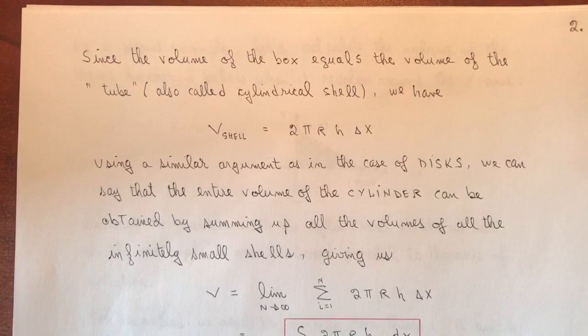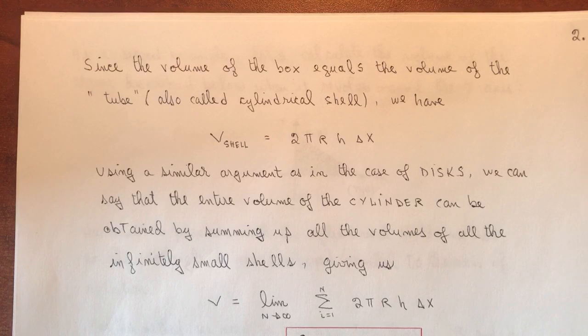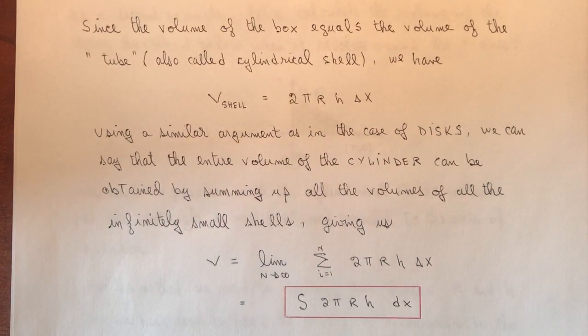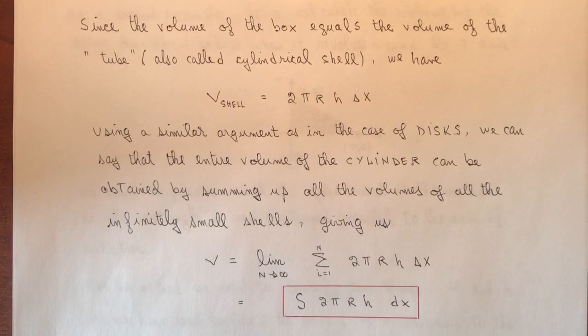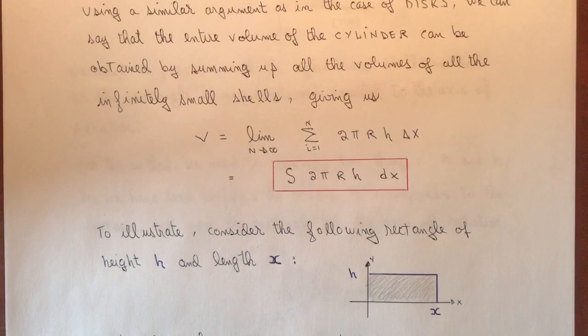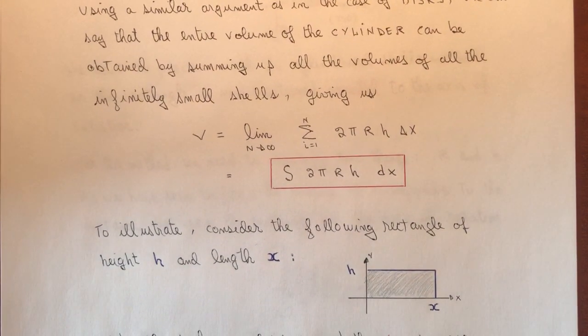Using a similar argument as in the case of disks, we can say that the entire volume of the cylinder can be obtained by summing up the volumes of all the infinitely small shells, giving us that the volume is equal to the limit, as n goes to infinity, of the summation, i equals 1 to n, of 2 pi r h delta x. But of course we know that this is the same as the integral of 2 pi big R h dx.